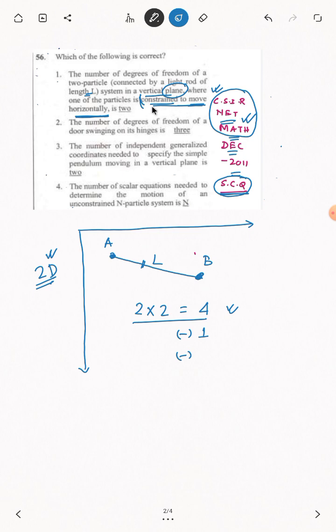So what they have given to us is a constraint to move horizontally, but this rod can only move horizontally. Say this is the horizontal direction, so this cannot move vertically. Here it is given one of the particles is constant, so A should move horizontally, so that is one of the constraints. So two constraints clearly, rod of length L, and the horizontal movement. So the answer will be 4 minus 2, that is 2.